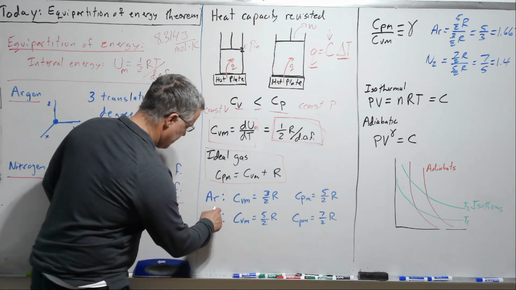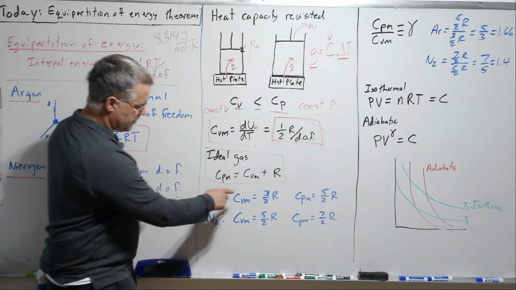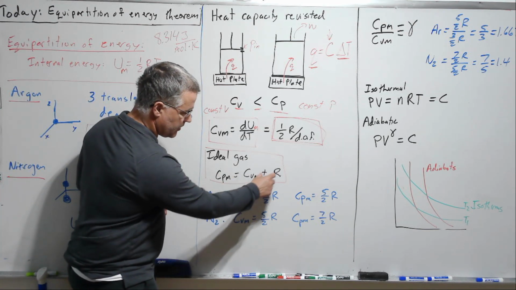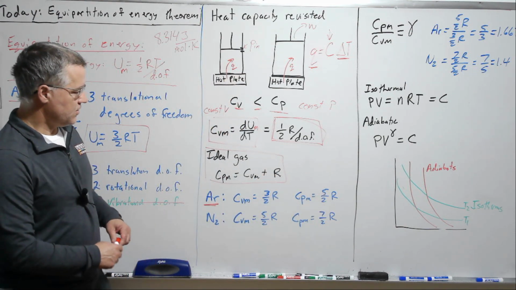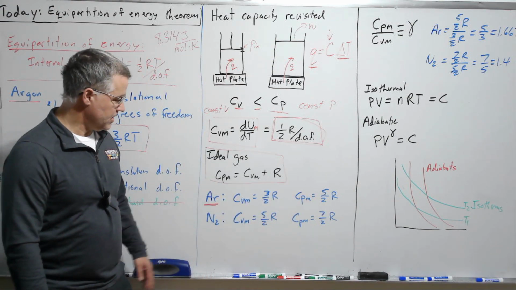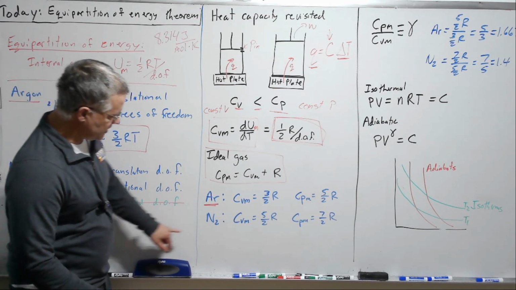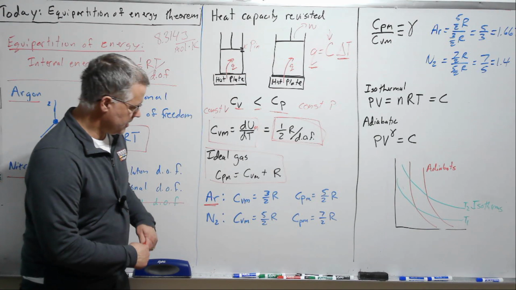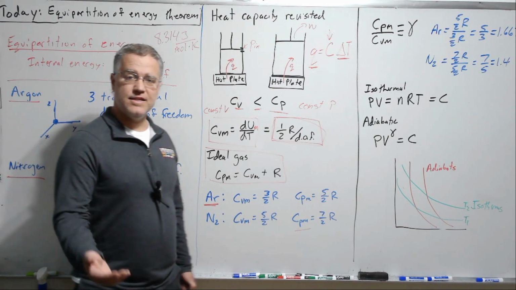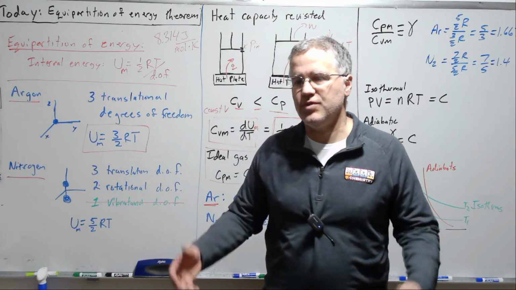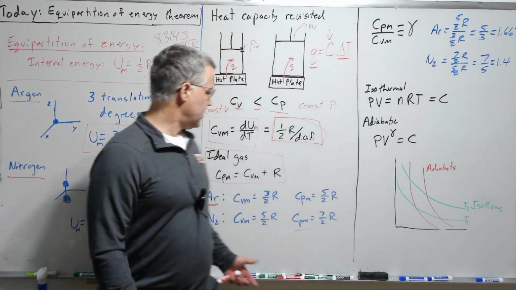So let's look at argon. Argon has 3 degrees of freedom, so we get 3/2 R for CVM. Then we add another R, so that'd be 5/2 R. So we have 3/2 R and 5/2 R for argon. For nitrogen, we have 5/2 R, as we got over here, 5/2 RT, so that results in 5/2 R for CVM. And then for CP, we have 7/2 R. And in as much as we can treat things as an ideal gas, this will give you a very good result for the heat capacity of any gas.